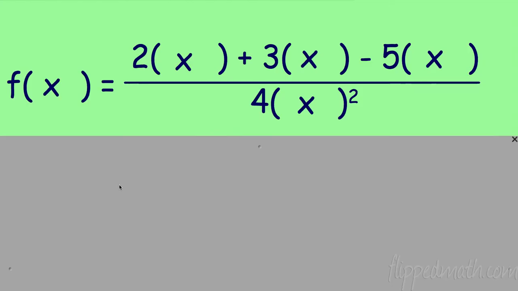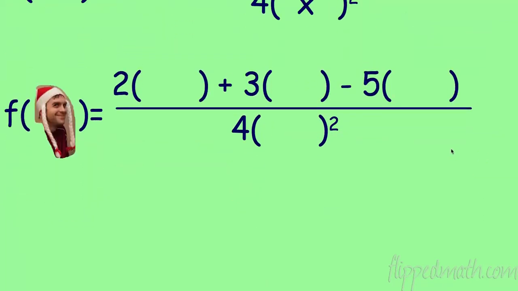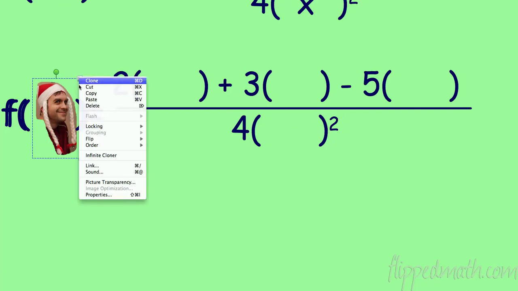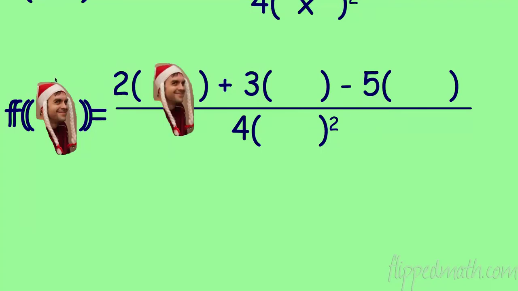All right, so this brings us to this really big one. f of x equals 2x plus 3x minus 5x all over 4x squared. And we want to find f of Kelly. Holy cow. So wherever there's an x, I'm going to plug in a Kelly here, hopefully. So let's plug in a Kelly. Come on, Kelly. There. Let's plug in a Kelly there.